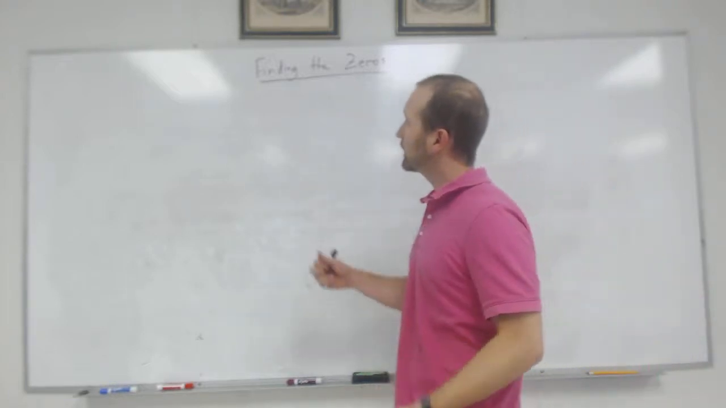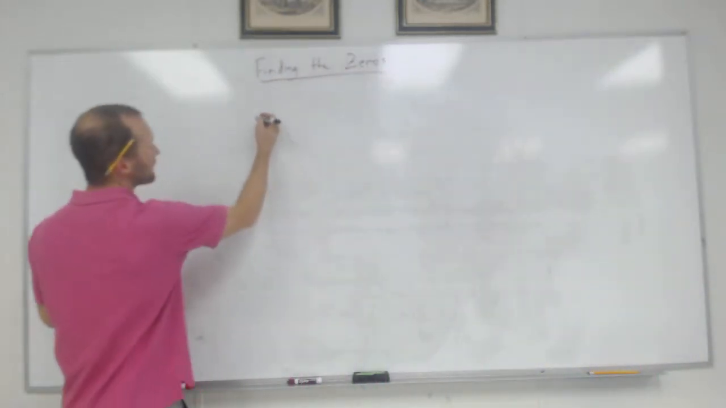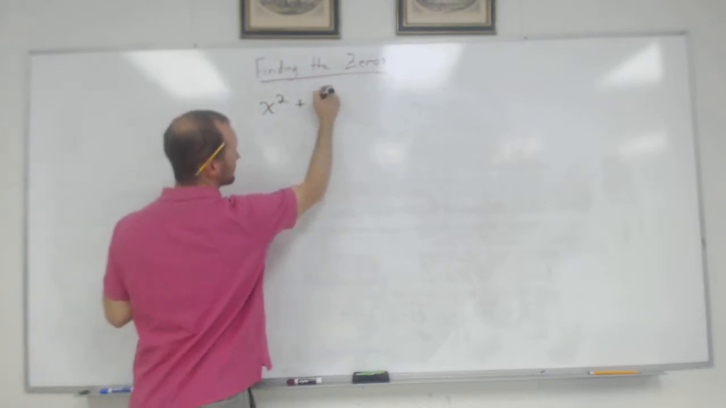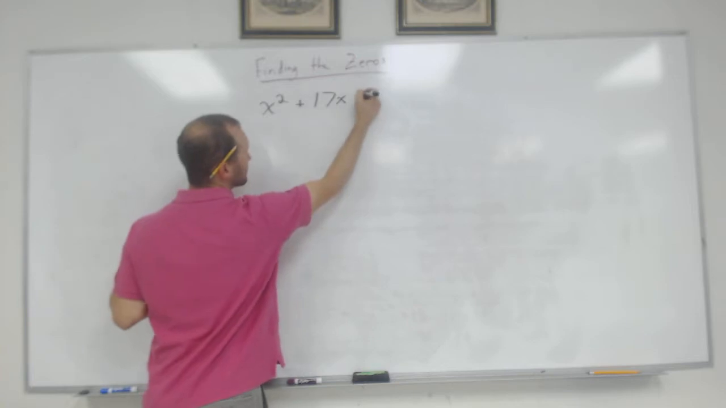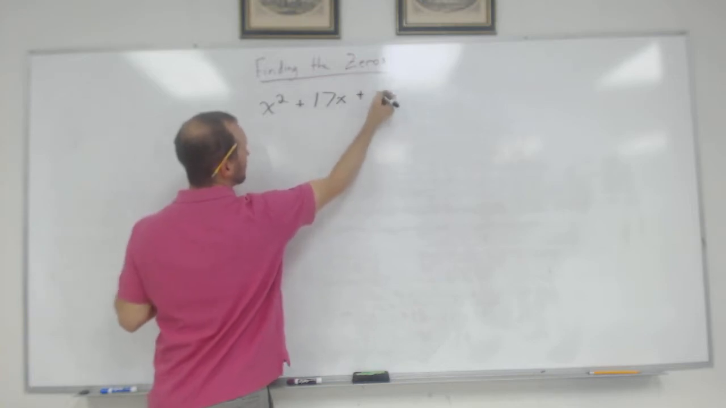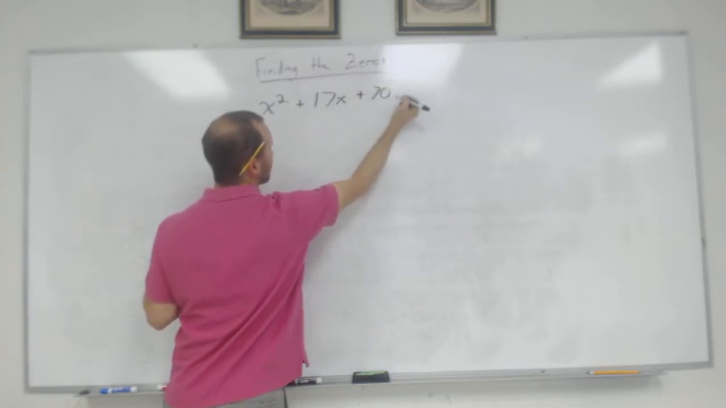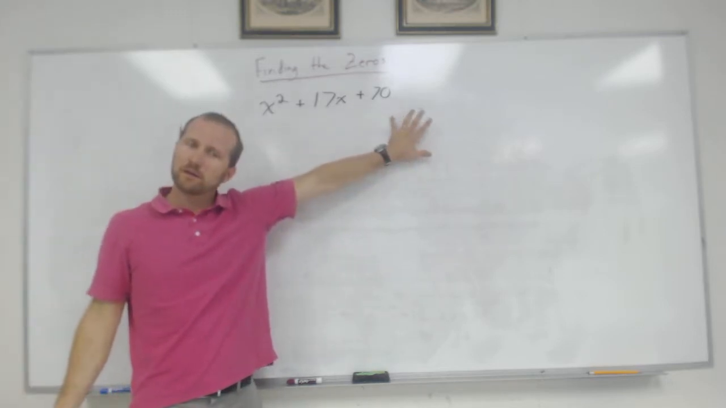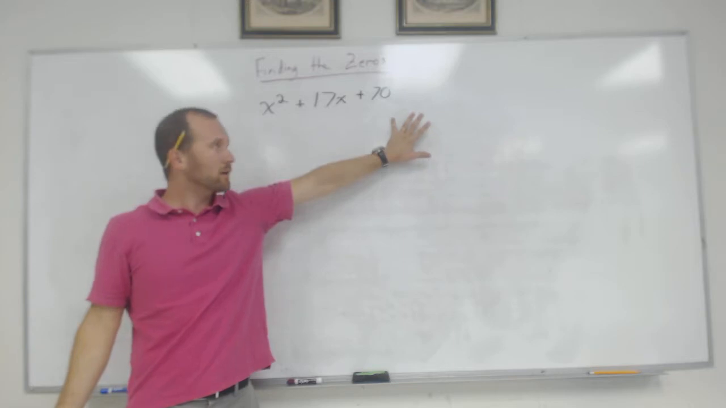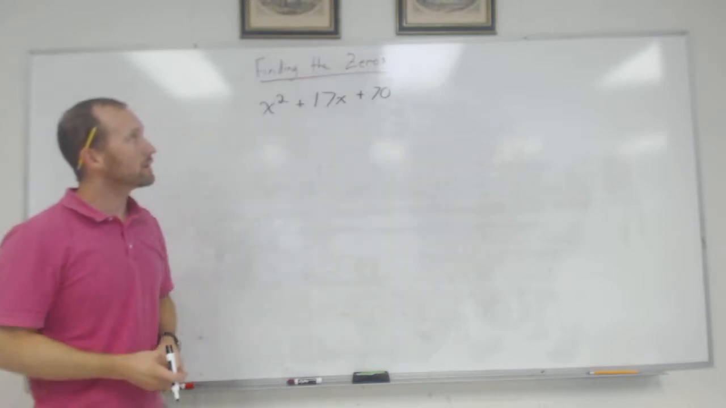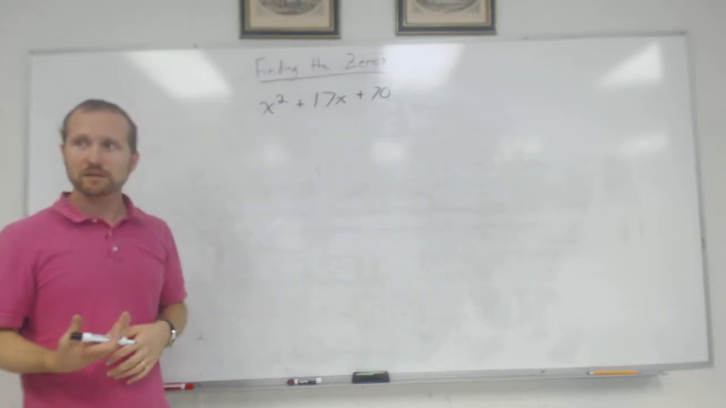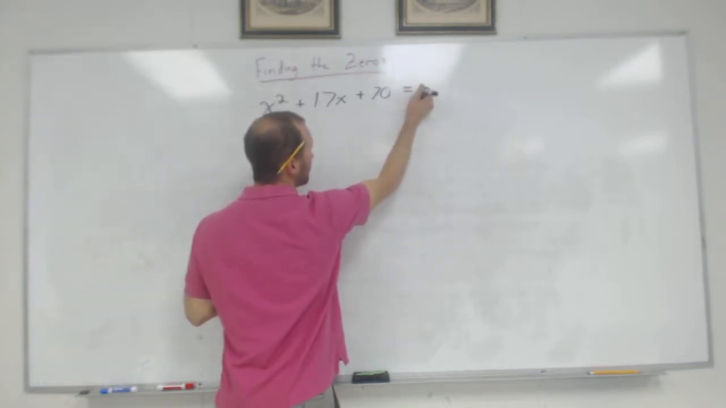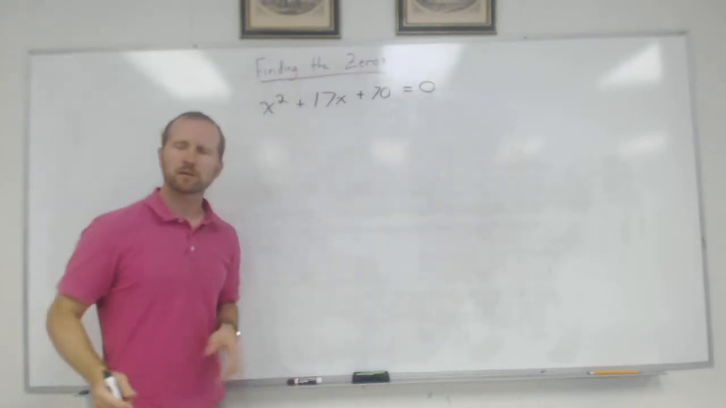Finding the zeros. So far we've looked at problems like this, right? x squared plus 17x plus 70. They never equal anything. Well, it turns out that the next step of this is just setting these problems that we've been looking at equal to 0.